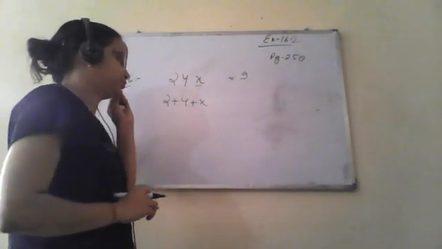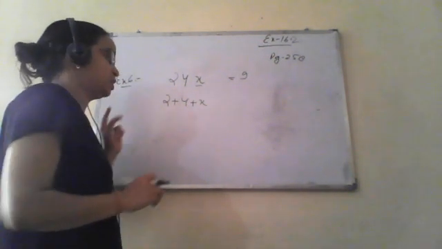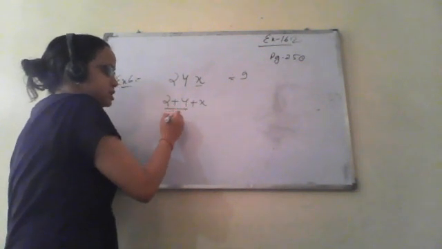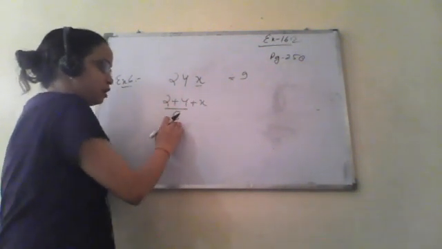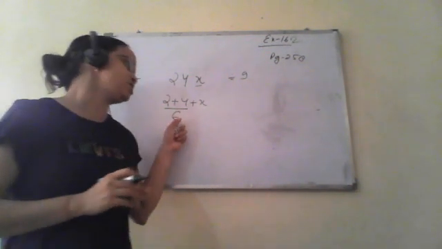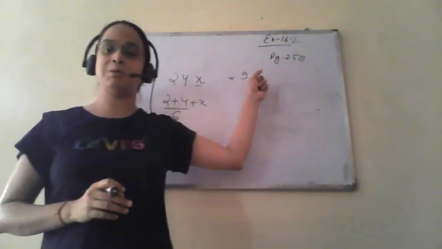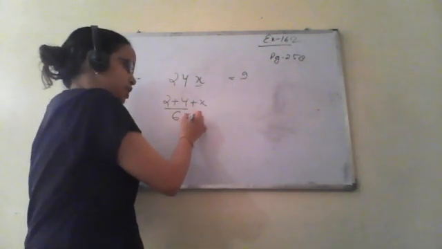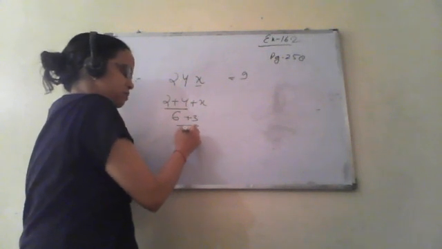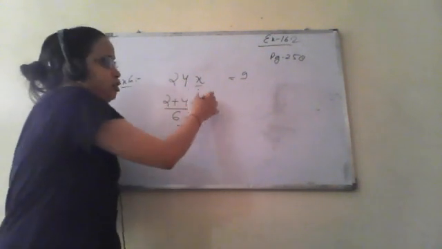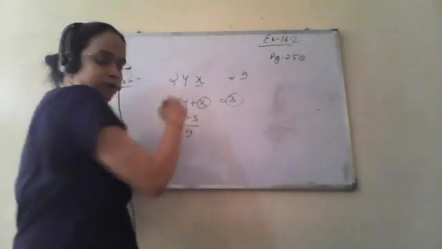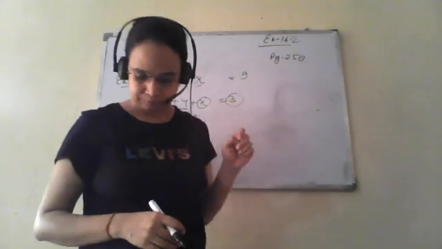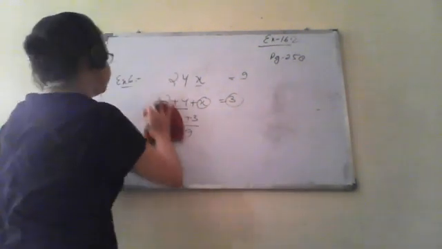So 2 plus 4 is 6, and what we have to add to this 6 in order to get it divisible by 9? We have to add 3. So it will become 9, and 9 is divisible by 9. So the value of x will be 3. This way you have to calculate. Now example 7.